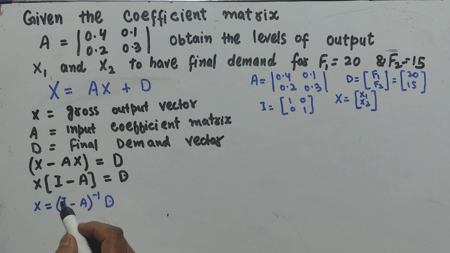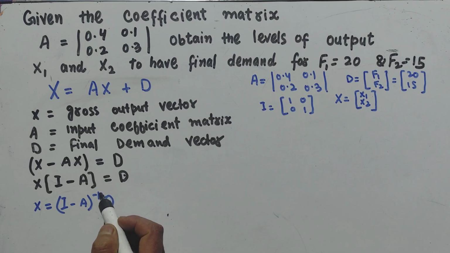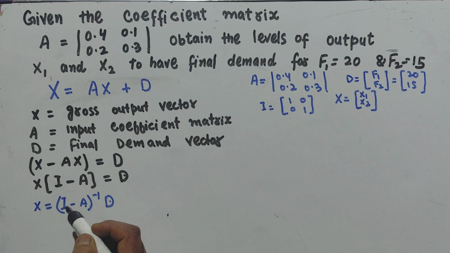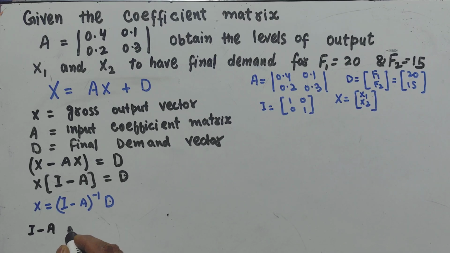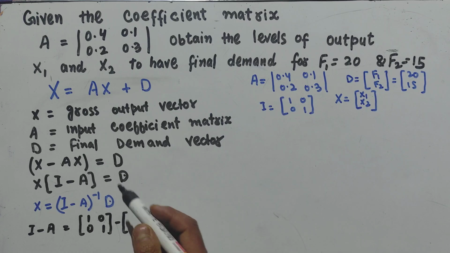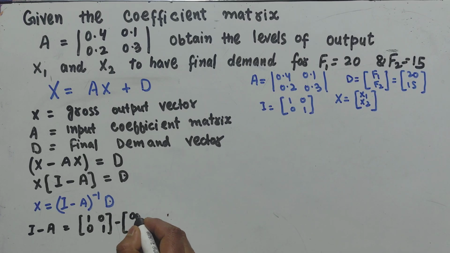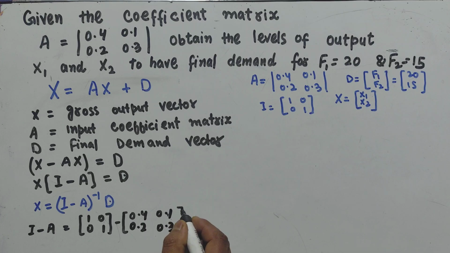Now we need to find I minus A inverse. We call I minus A the Leontief matrix. So let me write it here. This I minus A, our Leontief matrix, is equal to I, the identity matrix, from which we subtract A, our input coefficient matrix, which is 0.4, 0.1, 0.2 and 0.3.